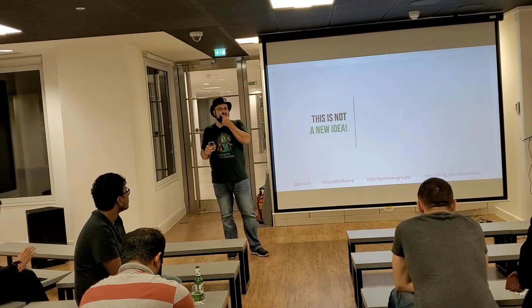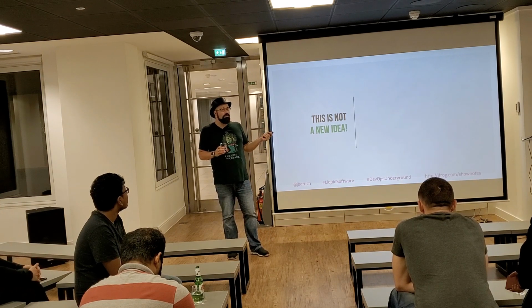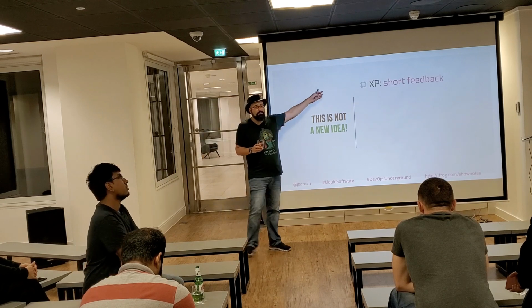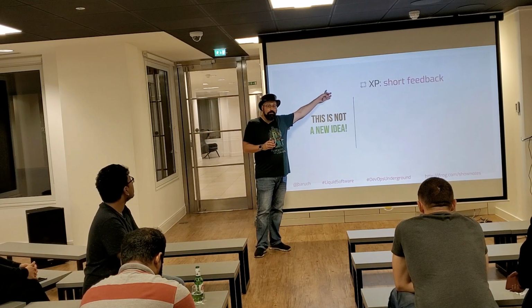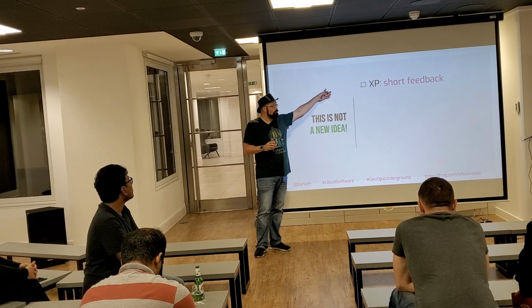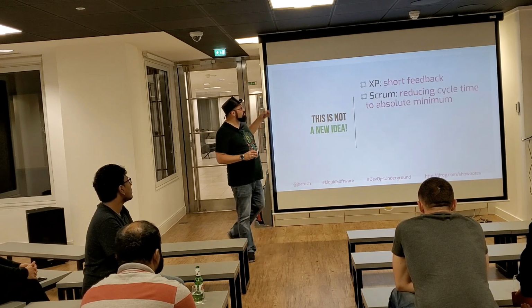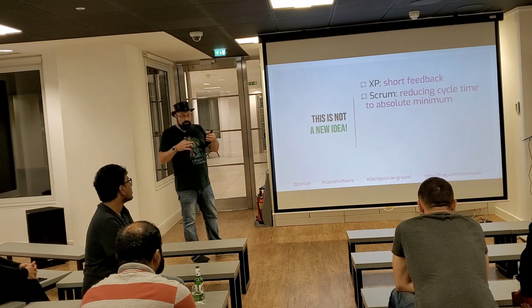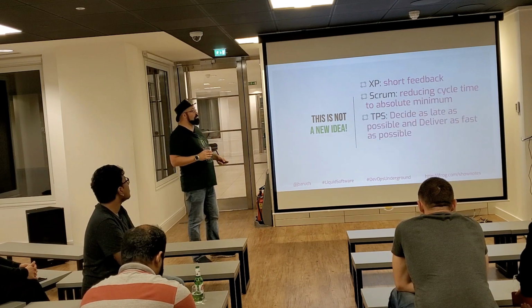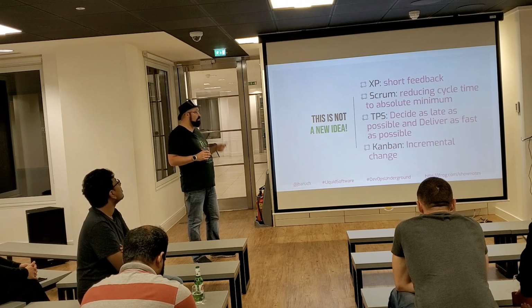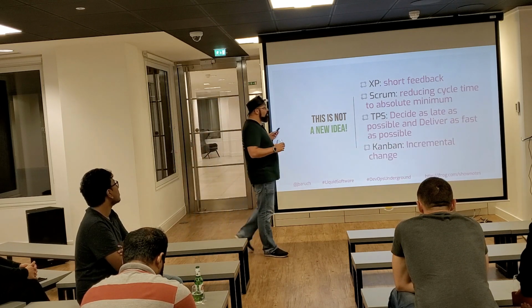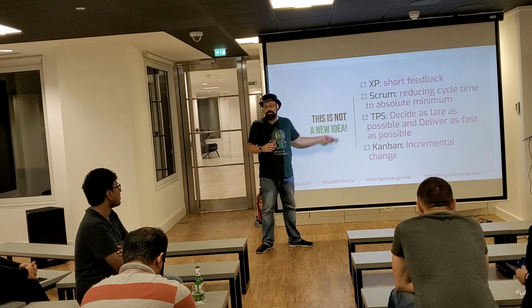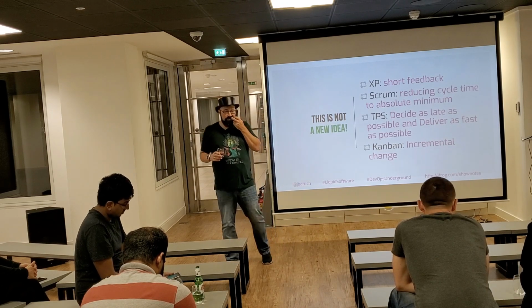Now, people are doing it today because we are 20 years in on those ideas. The ideas from extreme programming, and that's, for a second, 1998, almost 22 years ago: short feedback, that's about that. Scrum, 2000, reducing cycle time to absolute minimum. Again, it's about that. Toyota production system: decide as late as possible and deliver as fast as possible. Kanban: incremental change. All those concepts are about releasing and updating as frequently as possible.